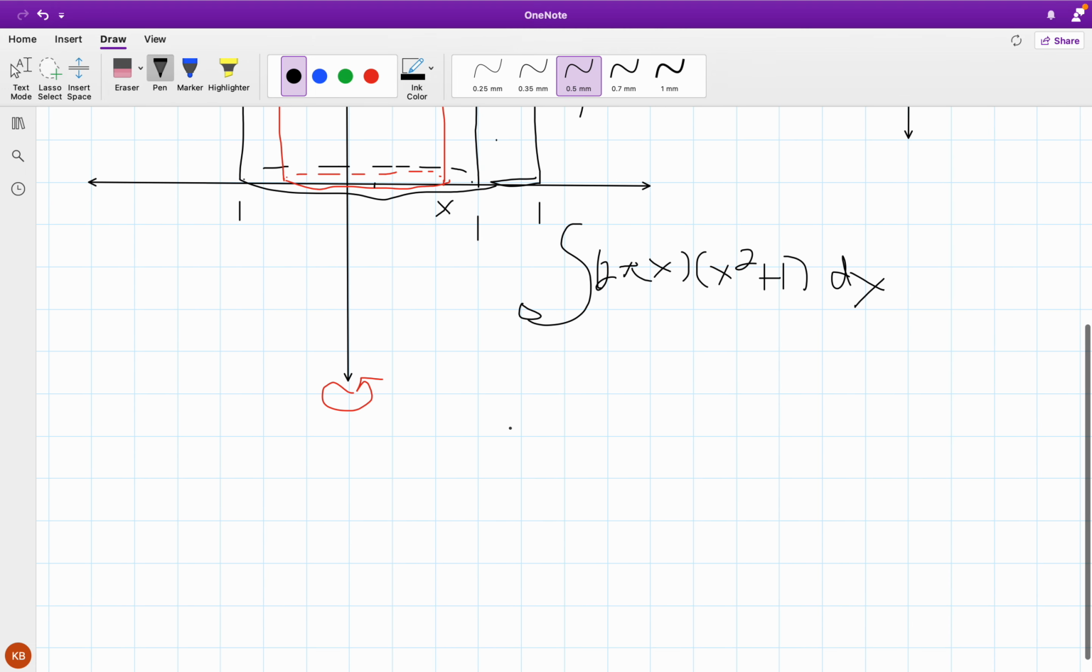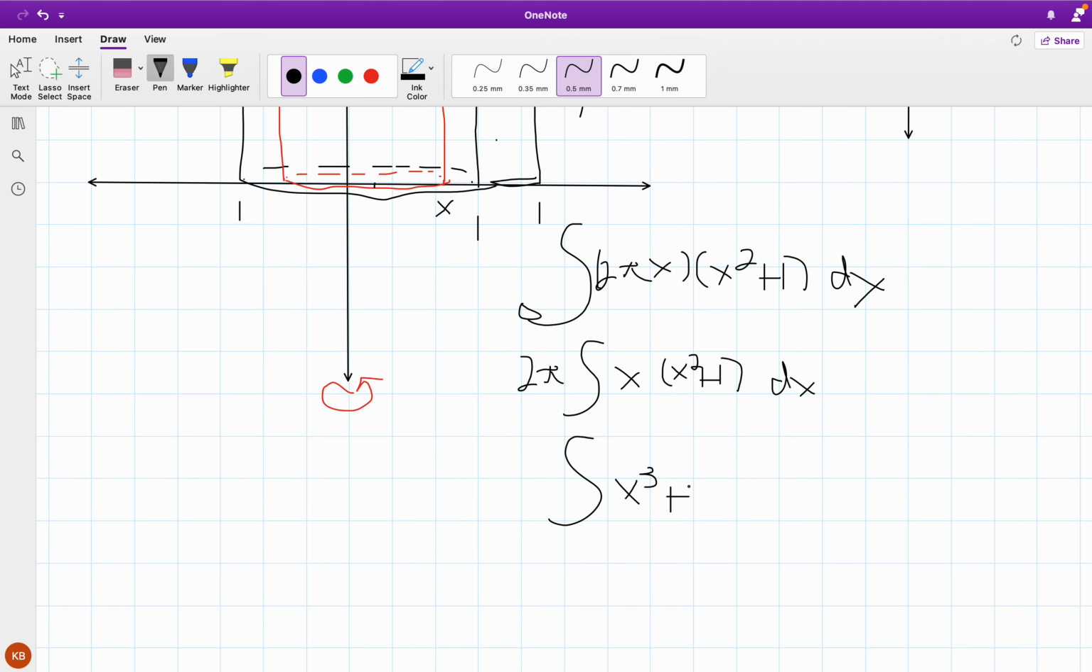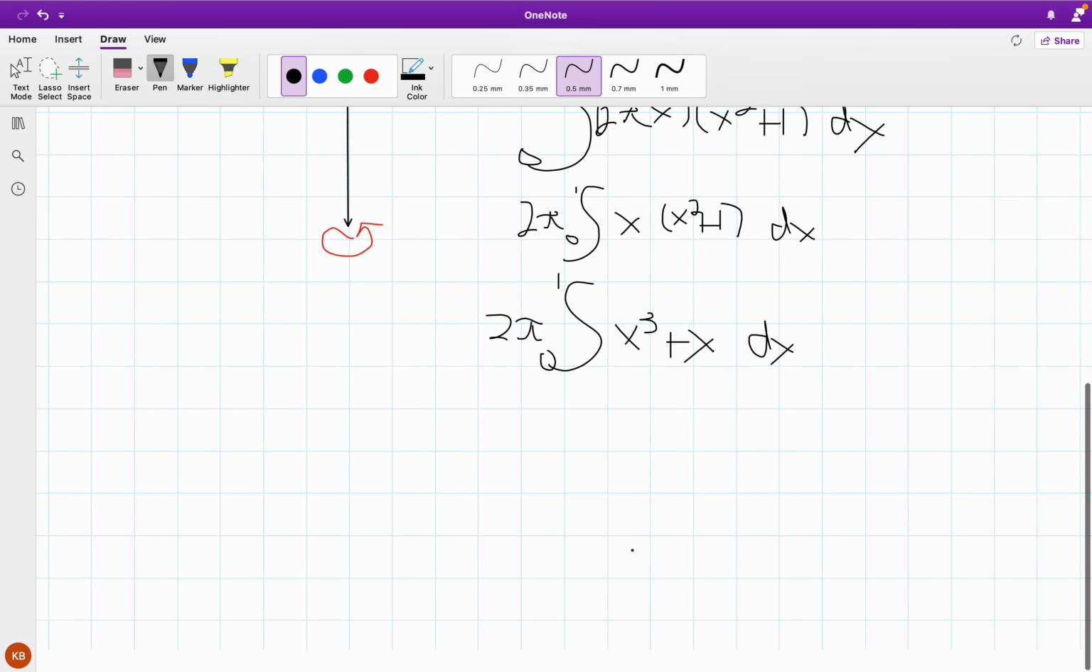Alright, now we just solve. So the 2 pi is a constant, sorry, so we take it out of the integral. So it's just going to be x times x squared plus 1. We're just going to simplify it. So x times x squared is x cubed. x times 1 is x. And now it's just a simple integration problem.